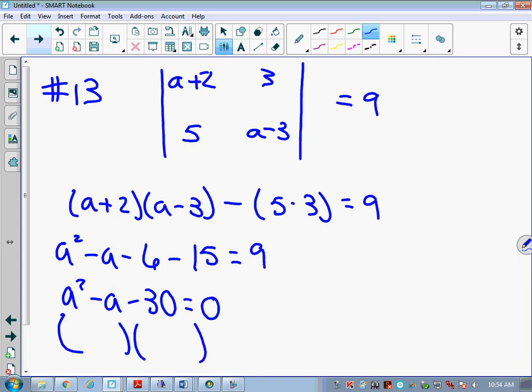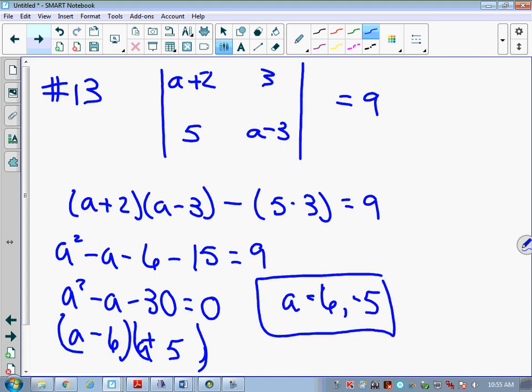Factor that down. You got a plus and minus 6 and 5. So your answers for A are what? Oh, I'm sorry. That was -6, positive A. So we should get 6 and negative 5. Double checking the answer there, 6 and negative 5. Questions there before I move on?